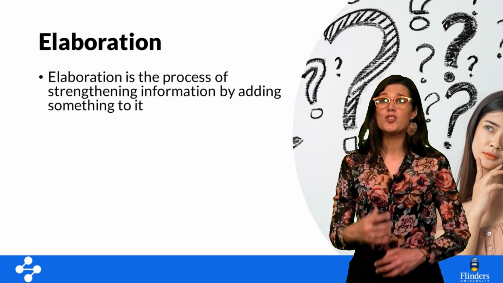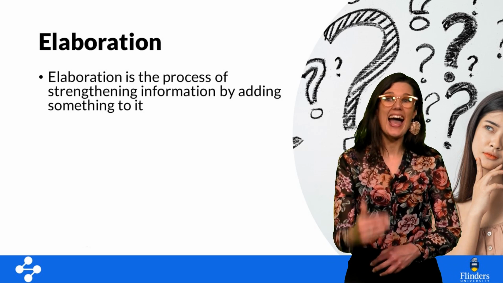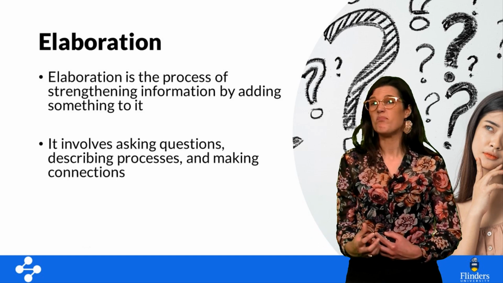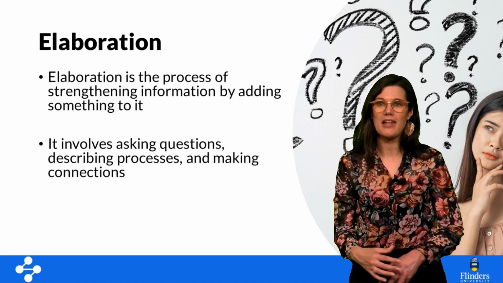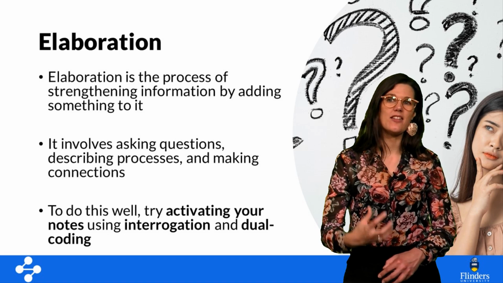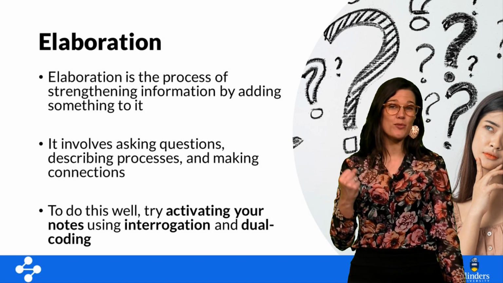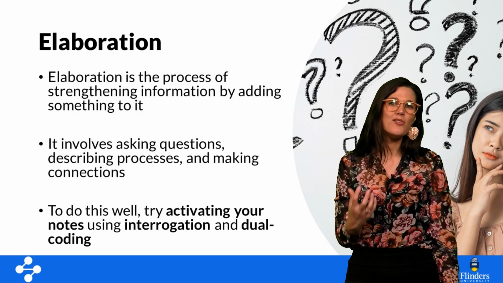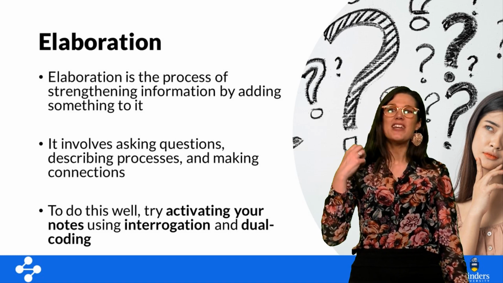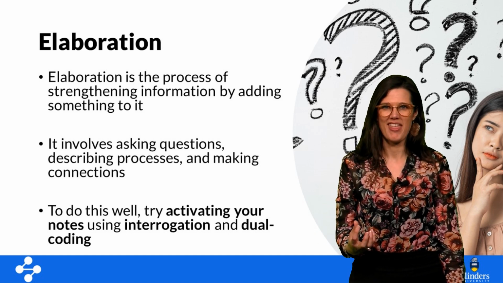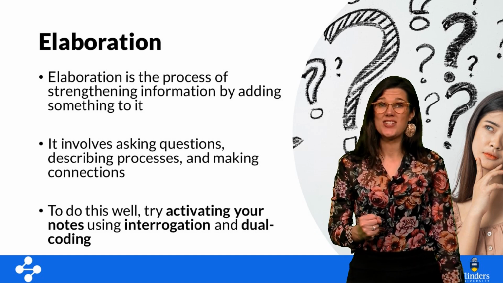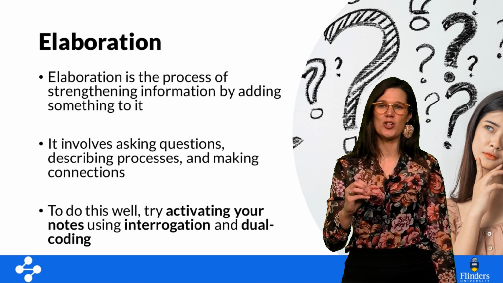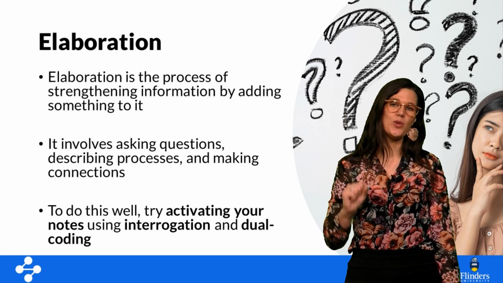Elaboration is the process of strengthening our understanding of something by adding information to it. So it involves describing, connecting, and organizing ideas and basically just thinking about things on a deeper level. And this is an active study technique that forces your brain not just to passively review information, which is what we do when we rewatch a lecture or just simply reread our notes, but to kind of consider our understanding of that information. And you can use elaboration techniques to really activate your notes. And so the two particular techniques that I'm going to talk about are interrogation and dual coding.